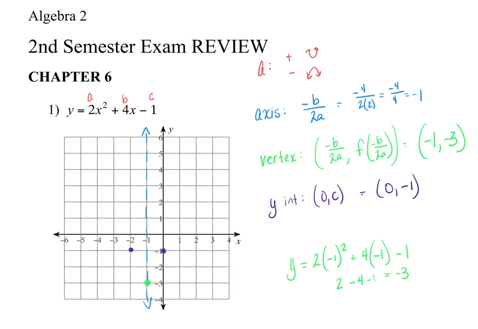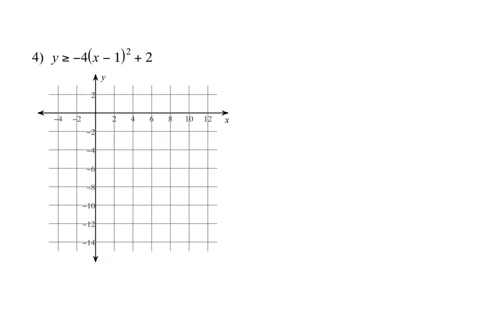Remember, parabolas are curved. They're not sharp points. Sharp points are absolute value. So I am going to curve this one and graph it. You'll notice this one has an equal sign. That's just the graph. If it had been a greater than or less than, I would have shaded either above or below the graph. So this is an inequality, but it's still a quadratic.